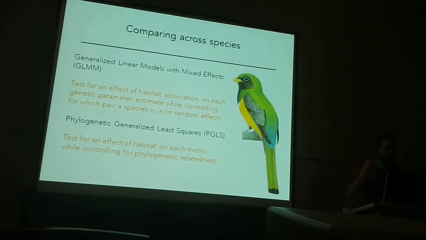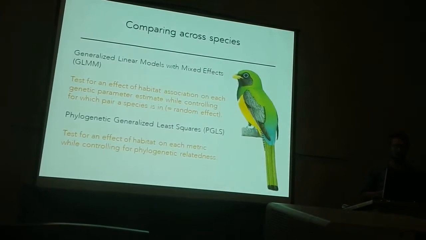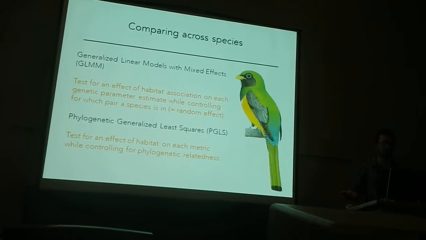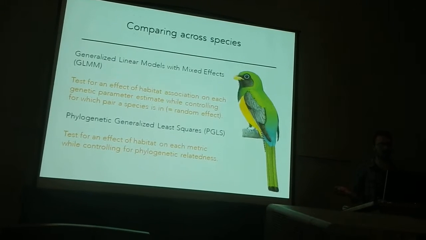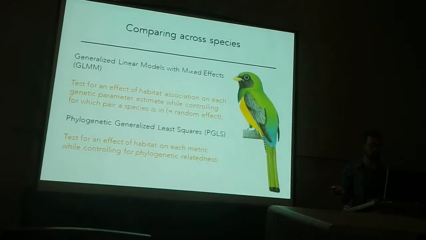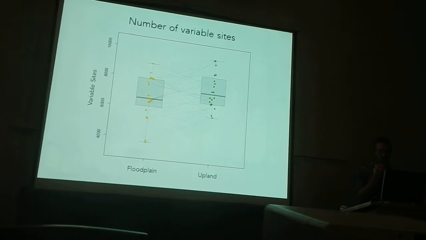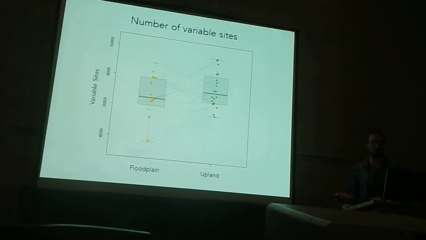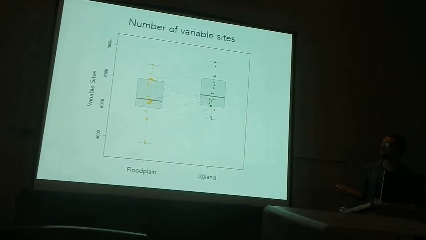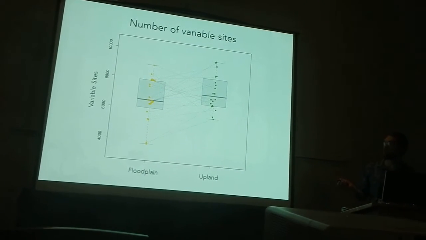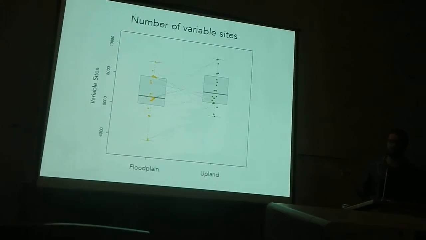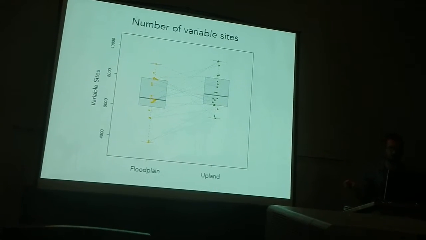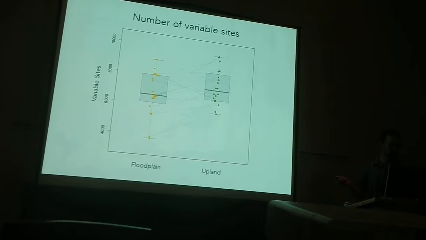We also did PGLS, or phylogenetic generalized least squares, in that case we used phylogenetic relatedness to control for similarity across species. And I'll show a few of these box plots that just show differences between the 20 species in the upland forest and the 20 species in the floodplain forest on the left. And the dotted lines connect our pairs of species that are joined between the two habitats.